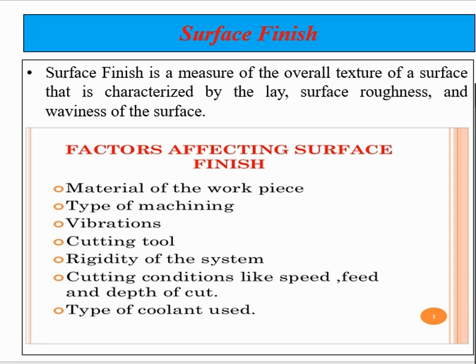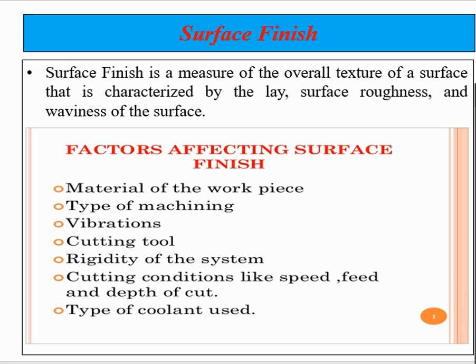Whenever you manufacture a component by any machining process like turning, milling, drilling, the surface develops a type of texture. To the naked eye the surface looks perfectly flat, but when you see it under a microscope you can see the irregularities. Those irregularities are called surface roughness.